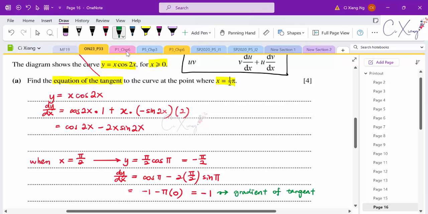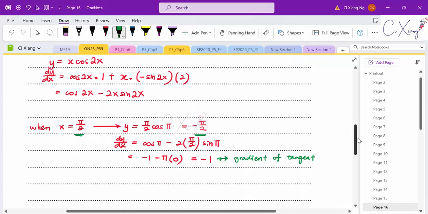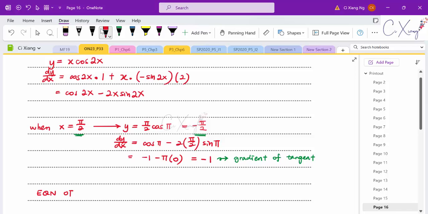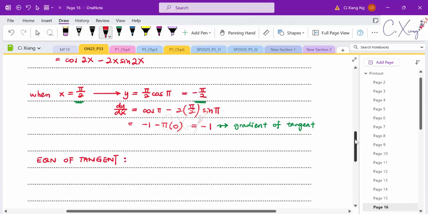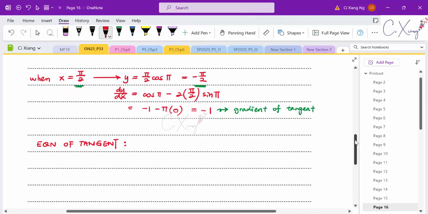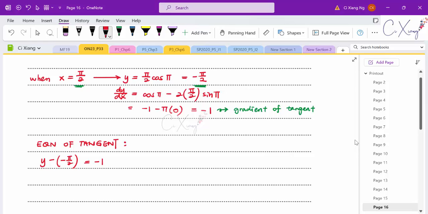Okay, and then the coordinate for x and y is pi over 2 and also negative pi over 2. So we have the passing point, we have the gradient of the line, therefore we can form the equation of the line. So how to form the equation of the tangent? Okay, so I'm using y minus y1 equals m times x minus x1. Right, so the tangent should be a linear function, right? So y minus y1 means y minus the y coordinate equals m, which is negative 1, then x minus the x coordinate, which is pi over 2.